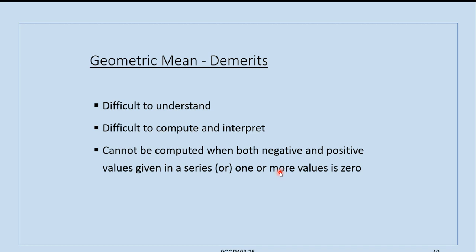When any number, however large or small, is multiplied by 0, it is 0. So there is no point in calculating the geometric mean by taking the nth root, that is the 10th root, of this 0. So ultimately the geometric mean is 0. So we cannot calculate it when the series contains even one 0.